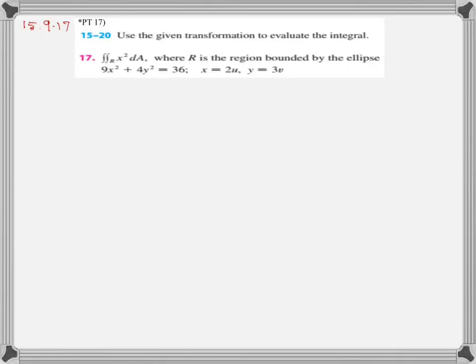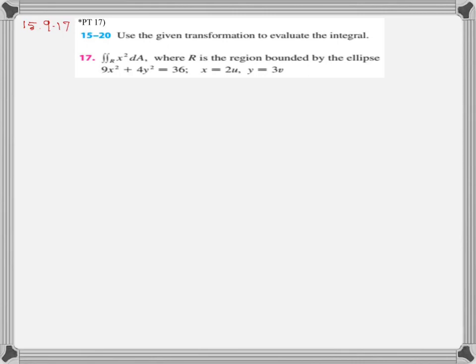Hi, in this video, I will be showing you problem number 17 of chapter 15, section 9. Use the given transformation to evaluate the integral. Double integral over R of x squared dA, where R is the region bounded by the ellipse 9x squared plus 4y squared equals 36, and the transformation is given by x equals 2u and y equals 3v.